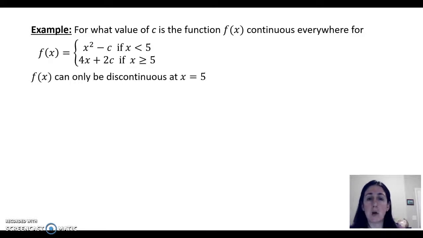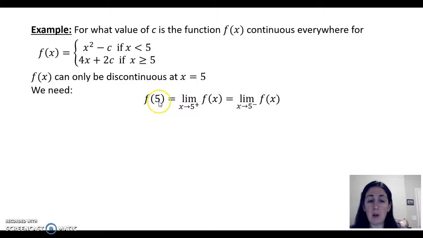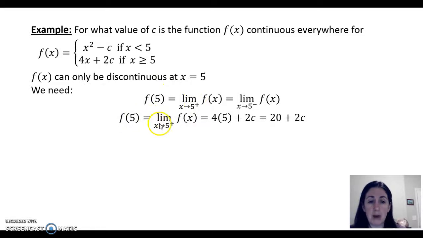So what we need to make sure is that this function is defined at 5, that the limit exists, and they give you the same thing. So in order for that to happen, your function evaluation has to give you the same thing as your upper limit and your lower limit. In order for the limit to exist, your upper and lower limits need to match. And in order for this function to be continuous, these limits need to give you the same thing as the function evaluation. Now notice f of 5 would use this bottom piece, as would the limit as x approaches 5 from above. So those are going to be the same value.